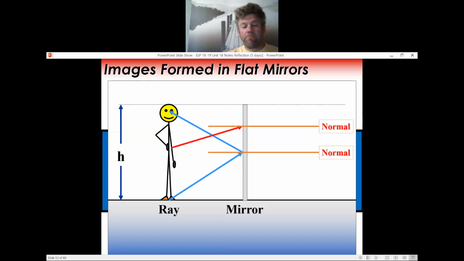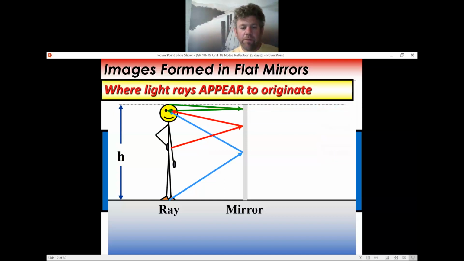To see my belly button, I'm looking at the halfway point in between my belly button and my head, right? Again, a normal is put in there just to show the angle of incidence is going to equal my angle of reflection. To look at the top, I'm going to have to look up just a little bit, and that normal is still going to be there, all right? So we want to know, where do the light rays originate from? Well, they originated from back here, right?